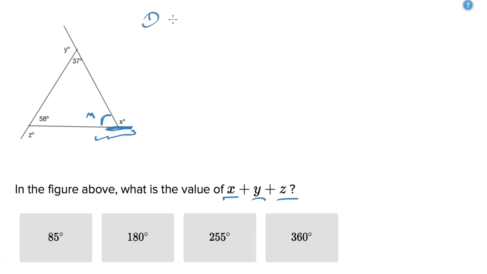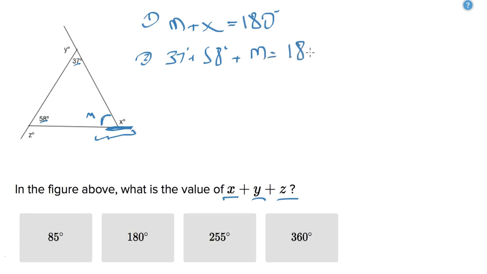So our first step would be to figure out what m is, so that then we can say m plus x equals 180, and we can subtract m from both sides. Well, m is going to be easy to find as well, because we already know the values of those two other inner angles, 58 and 37. You should hopefully also know that all the inner angles of a triangle added up together give you 180 degrees. So step 2 would be to say 37 degrees plus 58 degrees plus m equals 180 degrees as well.